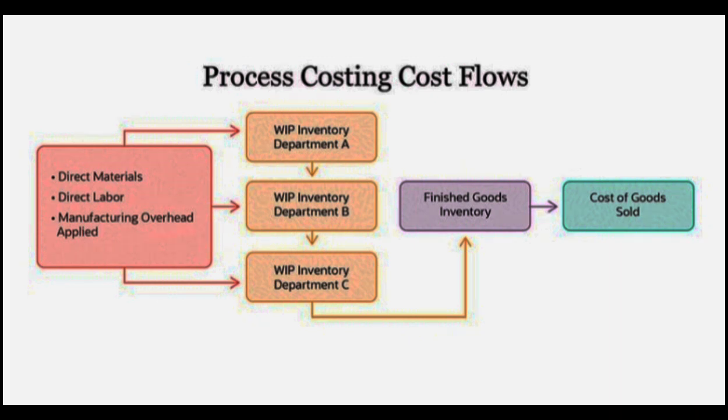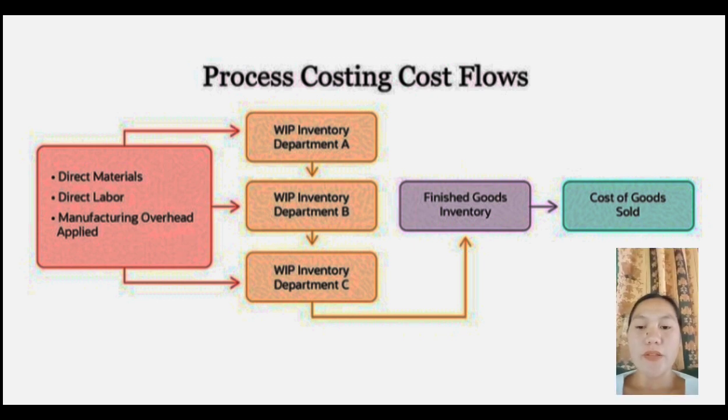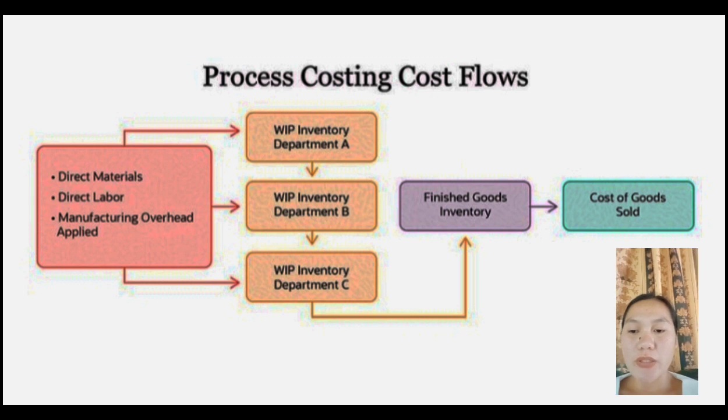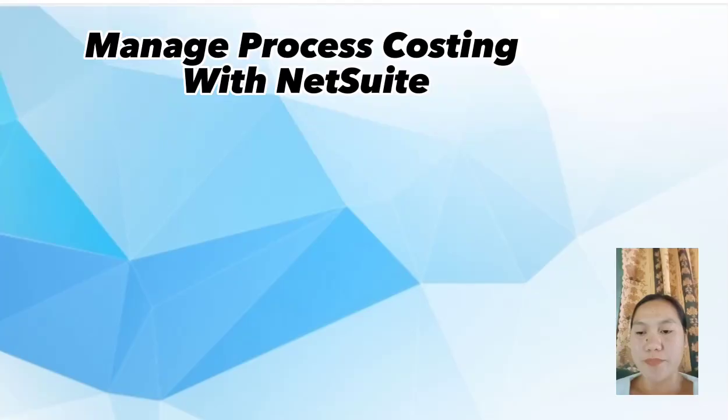The process of the flow cost begins with valuing the raw materials used in manufacturing. The flow of cost then moves to the work in progress inventory. The flow of cost then moves to the work in process inventory. The cost of the machinery and labor involved in production are added as well as any overhead cost.